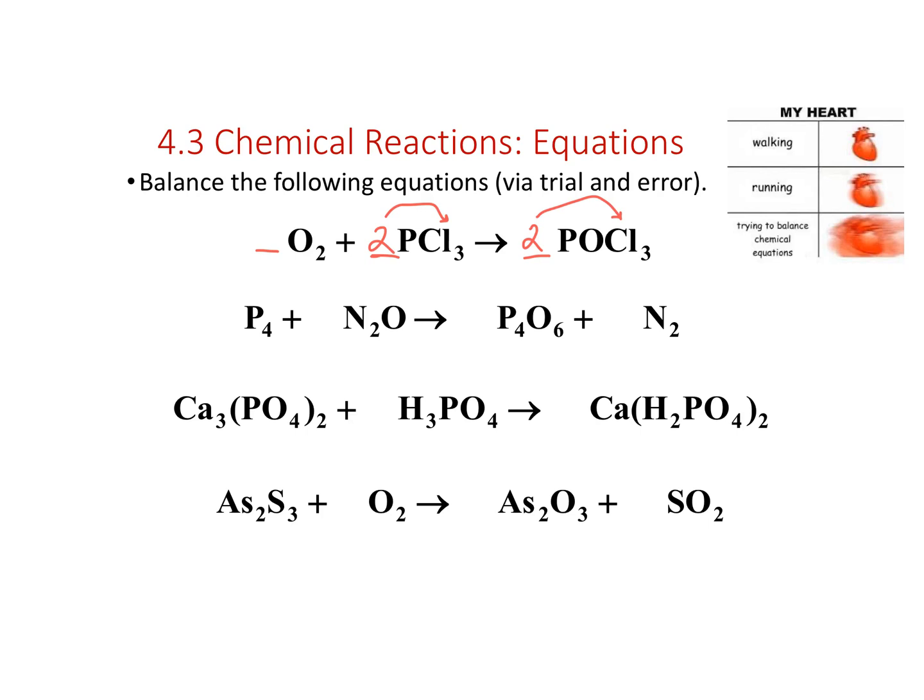My chlorine is balanced as well. So with a coefficient of 1 out front of the oxygen, 2 phosphorus trichlorides are going to produce 2 phosphorus oxytrichlorides.